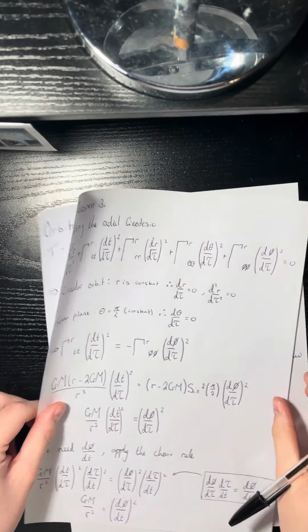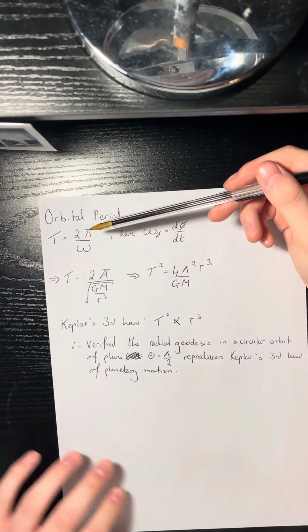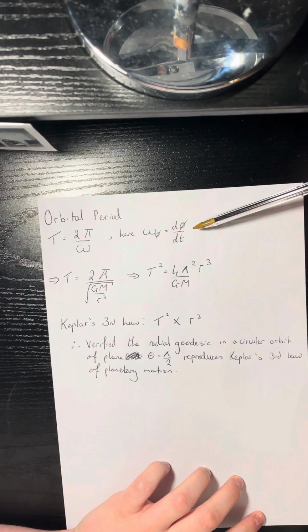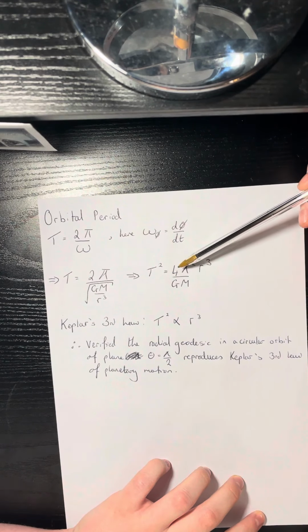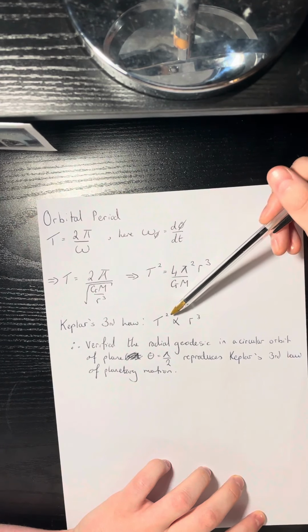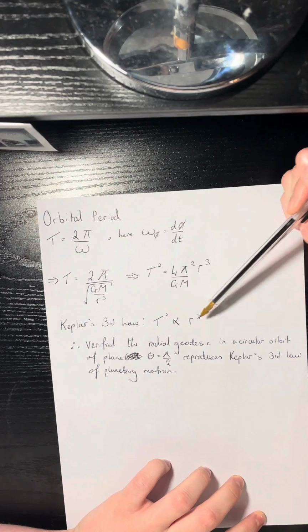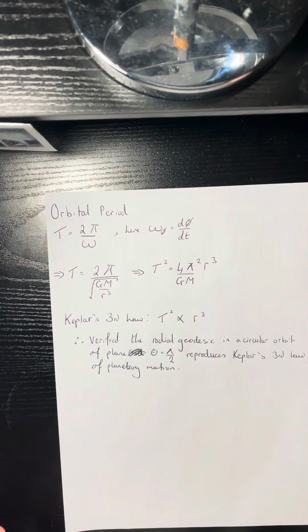Now looking at the orbital period, we have T is equal to 2 pi over omega. Omega is d phi by dt. Substituting that in and squaring everything, we get T squared is equal to 4 pi squared over GM, times r cubed. This follows Kepler's third law of T squared being proportional to r cubed, and therefore we have verified it using the radial geodesic conditions.